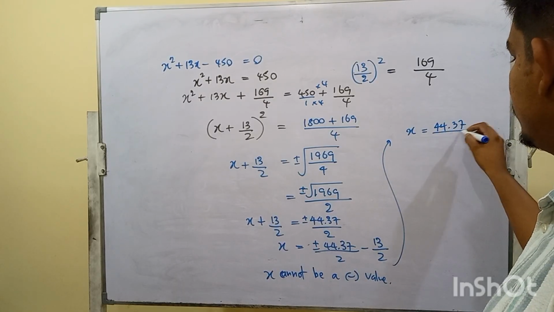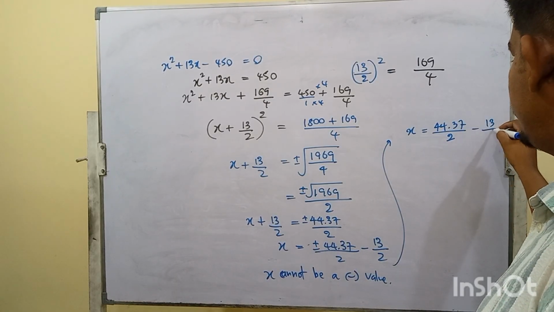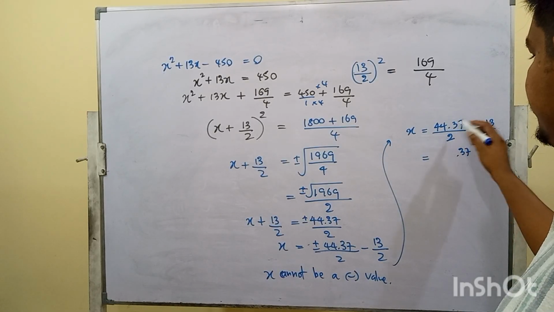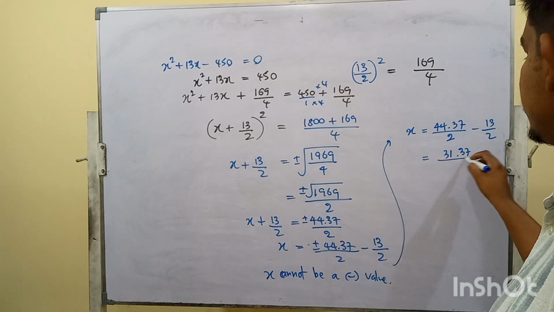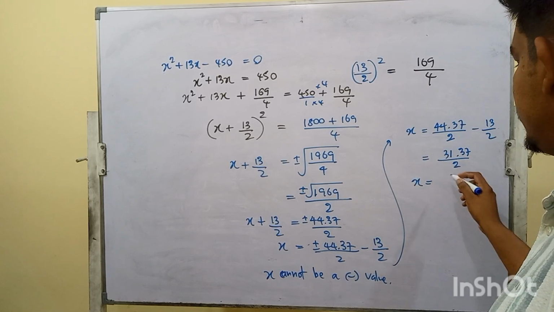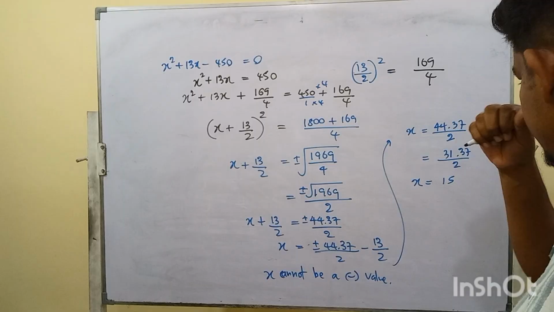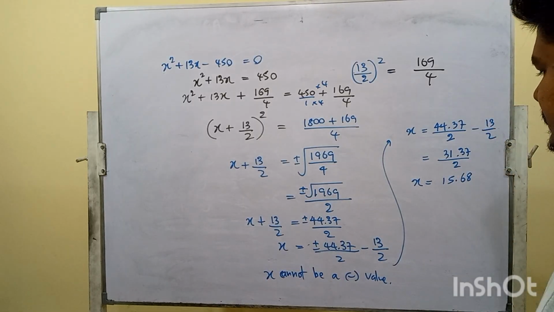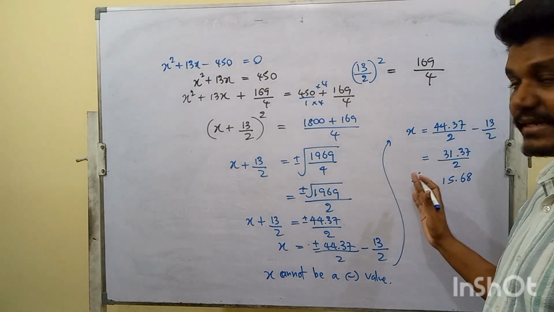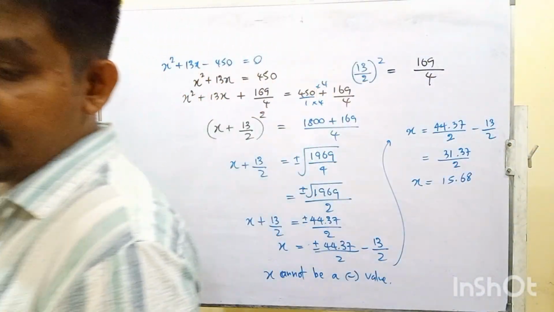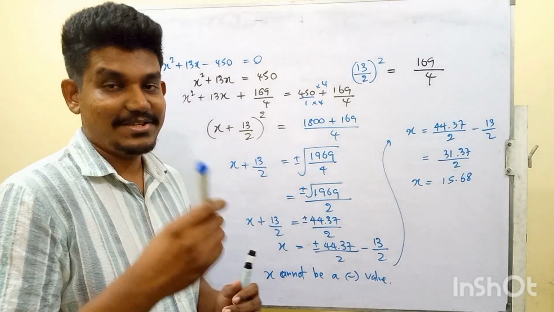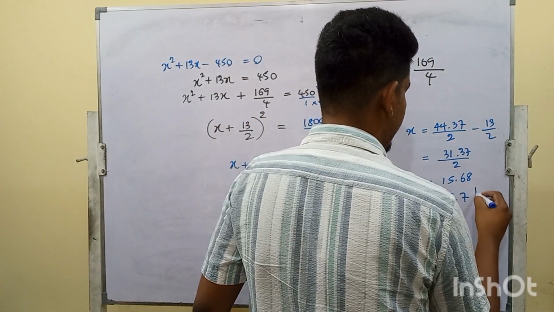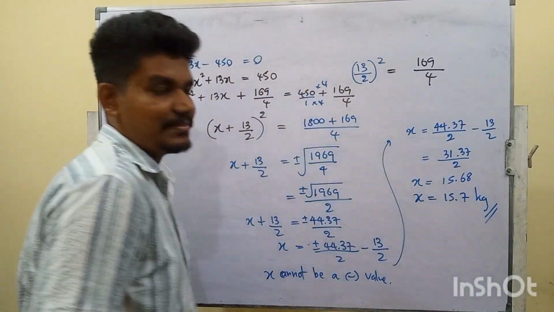44.37 over 2 minus 13 over 2. We're going to subtract then. 37 will be there as it is. 4 minus 3 is 1. 4 minus 1 is 3. Divided by 2, the answer is 15.68 and so on. We got it up to the second decimal place, but we have to keep that answer up to the first decimal place. So to the first decimal place, x equals 15.7 kilograms.